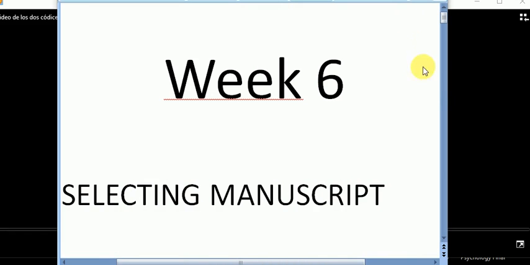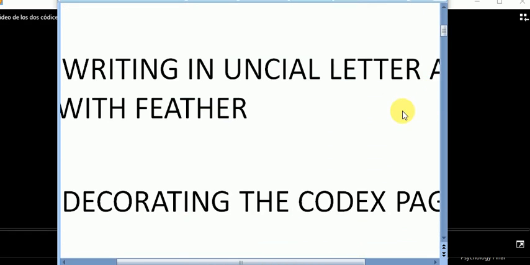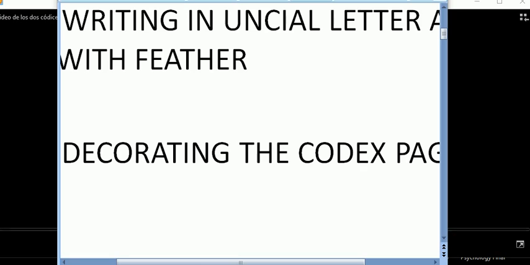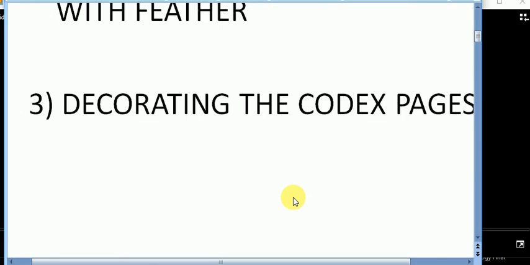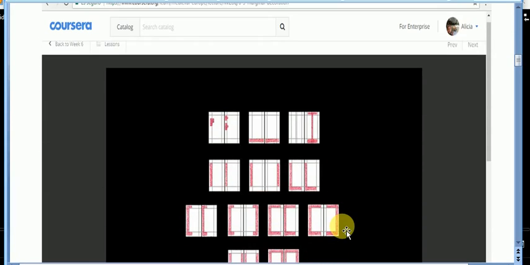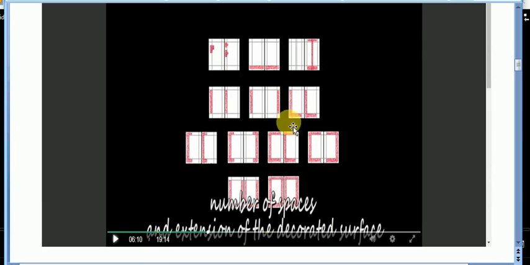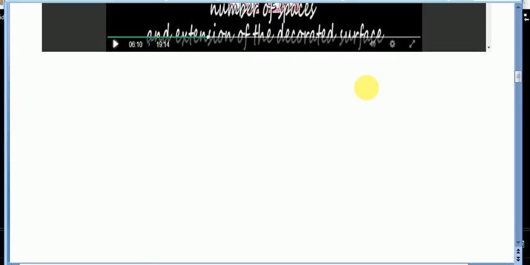Okay, then I'm going to explain to you how I prepared them and how I did them. First of all, I selected the manuscript, and then I decided to write in uncial letters, still using my feather as I did some weeks ago. And then I decided to decorate the codex as beautifully as possible. For that goal, I followed the instructions in the Coursera course, where they explain how several margins of the text could be decorated, with different meanings or drawings or paintings, whatever.